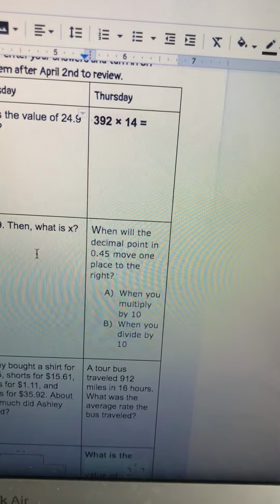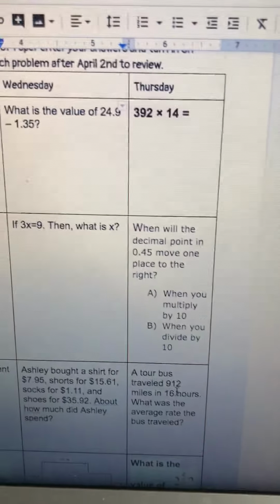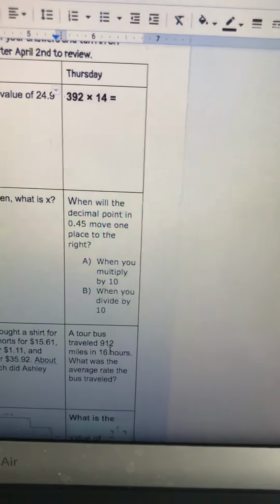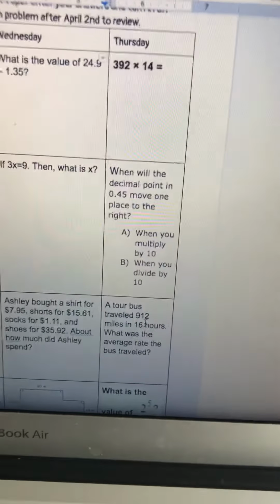Okay, so if we divide, it would be smaller. So that's when it moves to the right, it's getting larger. That means we're going to multiply. If it moved to the left and we had a smaller number, then we know we were dividing. So the correct answer for number 2 is A, when you multiply by 10.